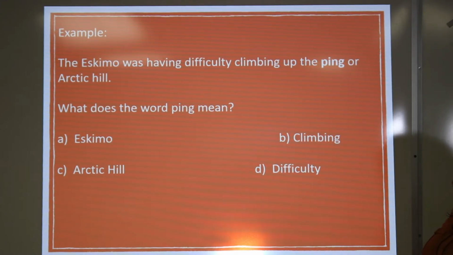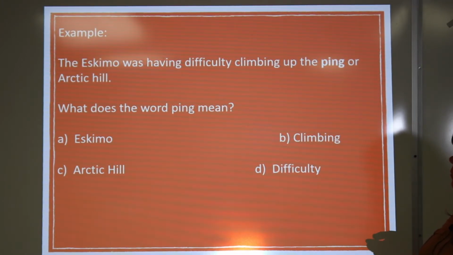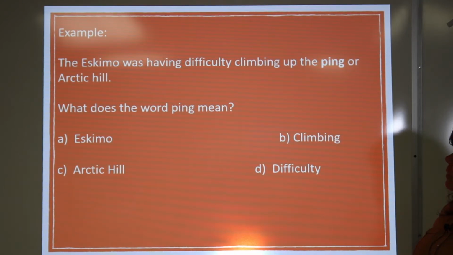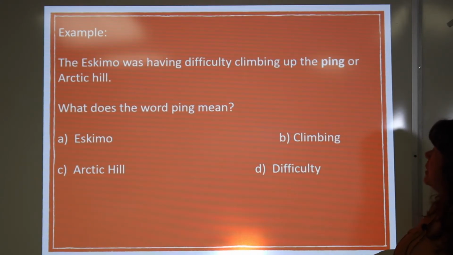Here's our example. The Eskimo was having difficulty climbing up the ping, or the Arctic hill. I've never heard of that word before, and so we can use context clues to help us. What does the word ping mean? And we get to choose from A, Eskimo, B, climbing, C, Arctic hill, or D, difficulty.